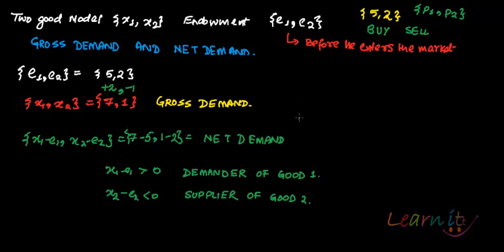So if net demand is positive, he is demanding. If it is negative, he is supplying. And you can see this: when it was negative, he is reducing his consumption, so in a way he would have sold that unit in the market. When the demand is positive, it means that he is increasing his consumption. He must have bought that good from the market. Clear?